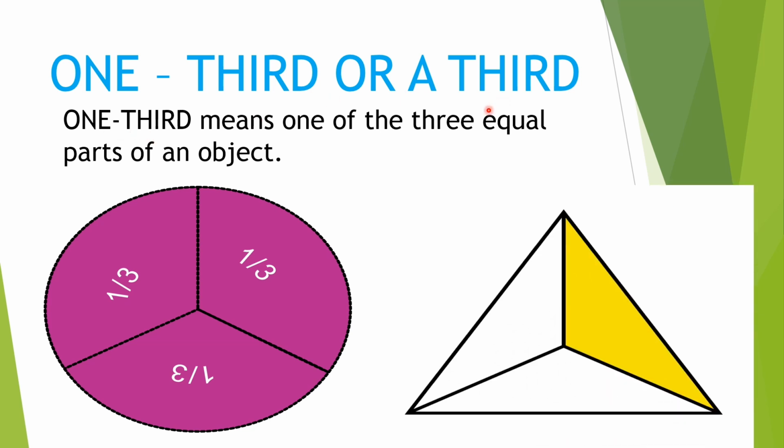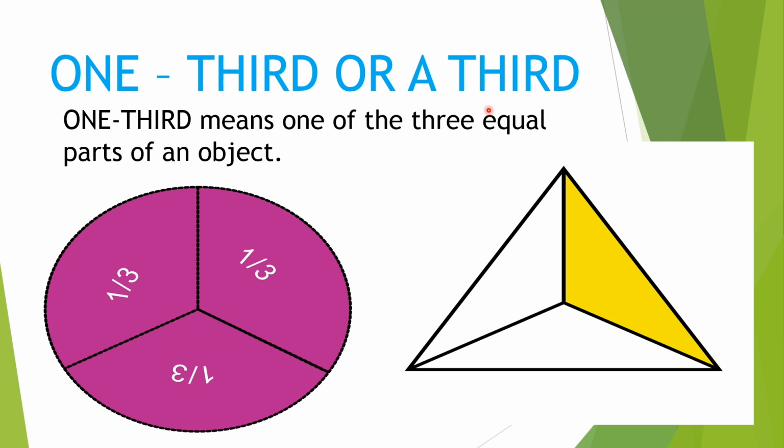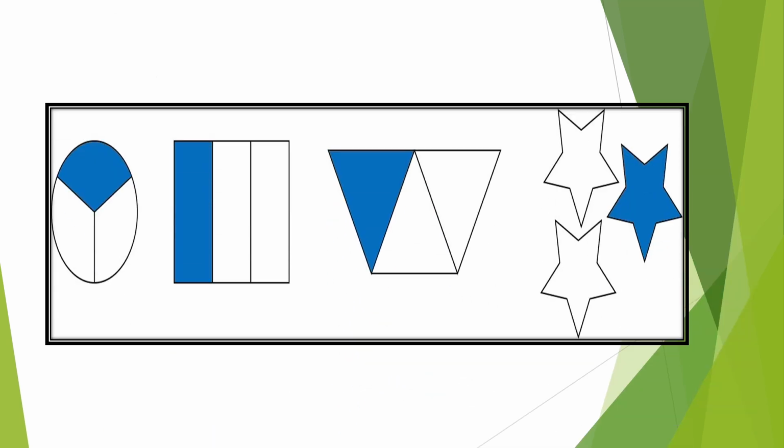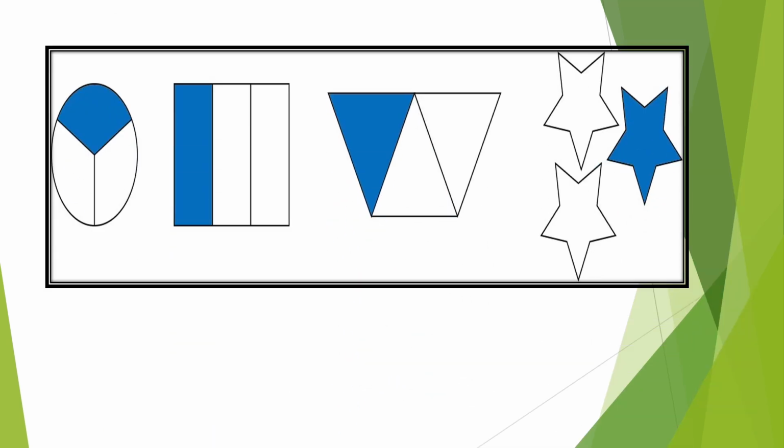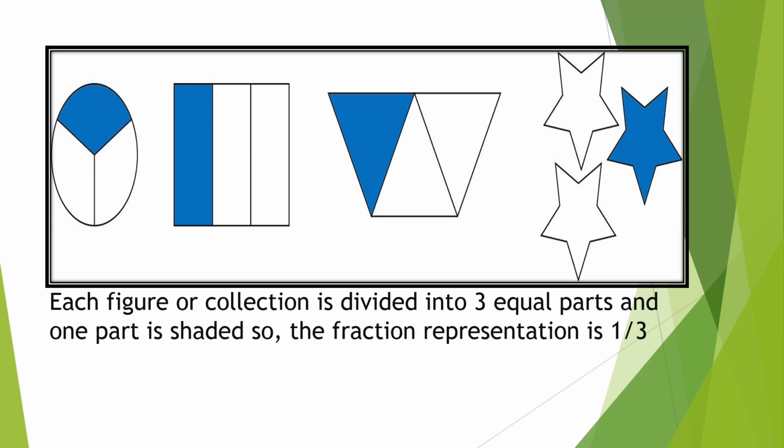Same with the figure next also. Yes, divided into 3 equal parts. And what part is shaded? A third, or 1/3 is shaded. Now let's see another example for 1/3. Each figure or collection is divided into 3 equal parts, and one part is shaded, right? So the fraction representation is 1/3.